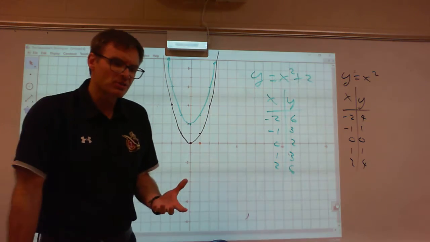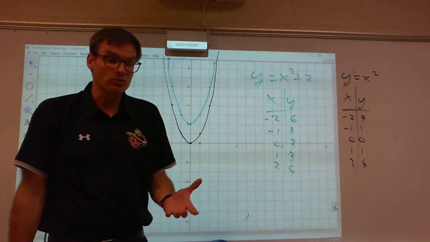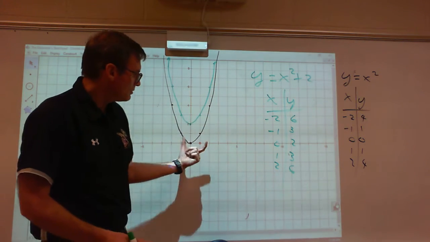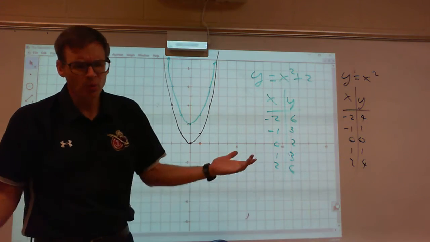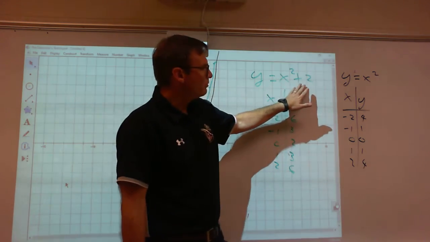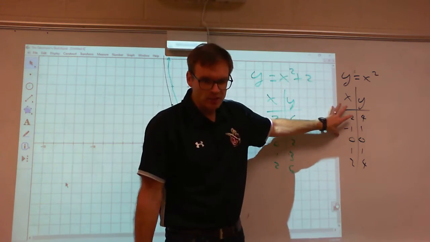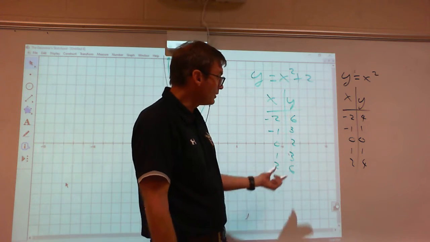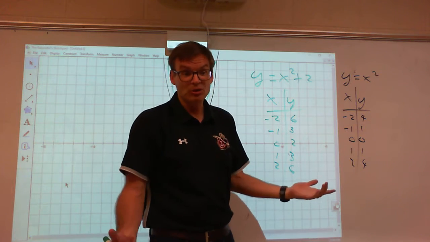Things I want you to notice about this is that the shape didn't change. It's still a U. Still looks about like this. The only thing that happened is it moved up 2. Well, of course it moved up 2. I mean, if you compare this xy chart to this xy chart, the x's were exactly the same. The only thing that's different is your y values. I added 2 to all the y values.